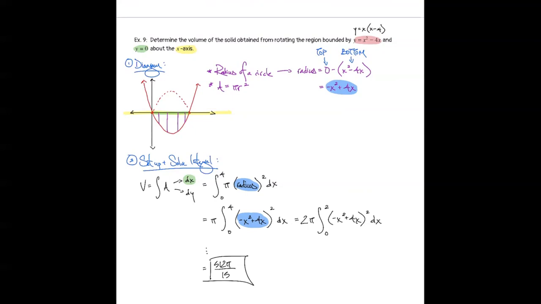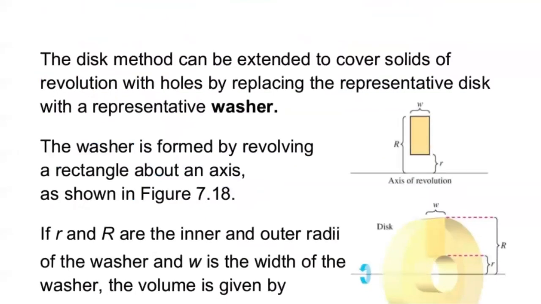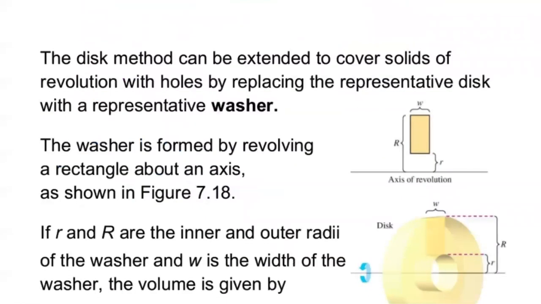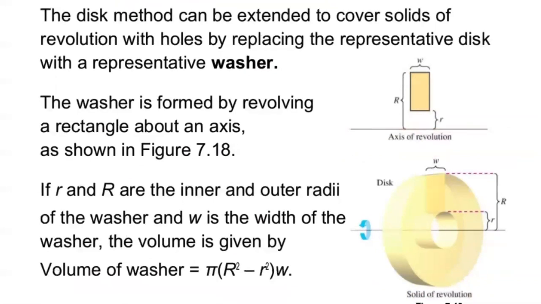All right, so this last part of today, we're going to take a look at the washer method, okay? So disk and washer method are basically the same method, but do you remember earlier when I said, what happened if we had a rectangle that was sort of floating, that it didn't actually touch the axis of revolution, right? And I had you imagine that, but now we actually have a diagram that shows us what happened.